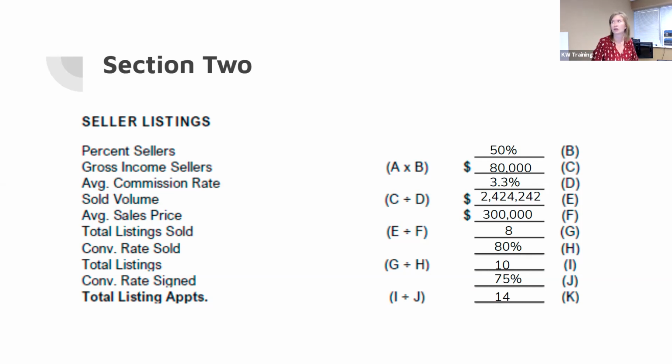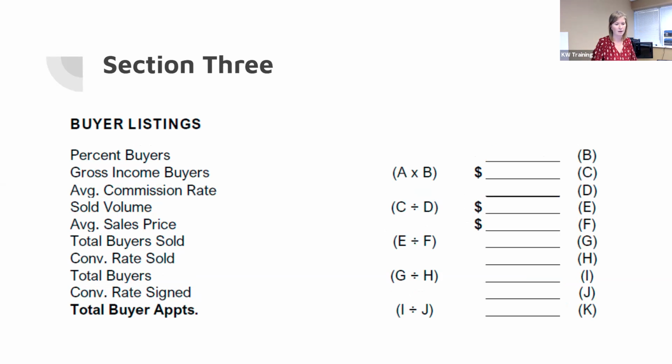Okay, are we ready for section 3? Buyer listings, the very same process here. So percentages, 50%. Here I was using a 50-50 split. You obviously can switch to a 65-35 if that's the way that you're headed.